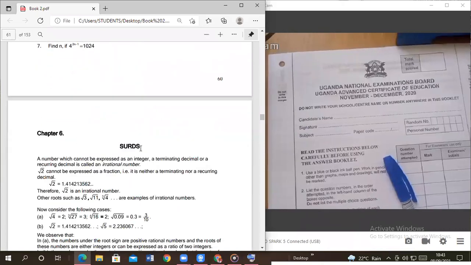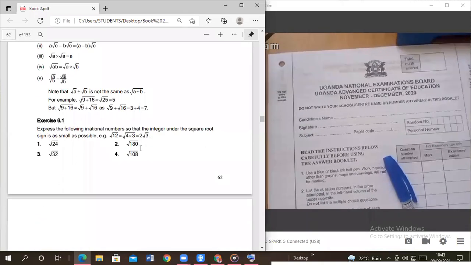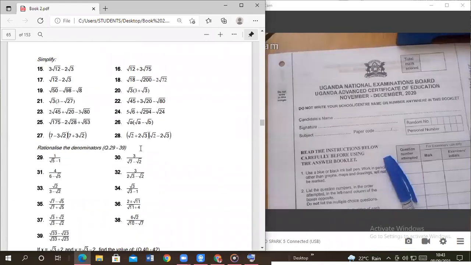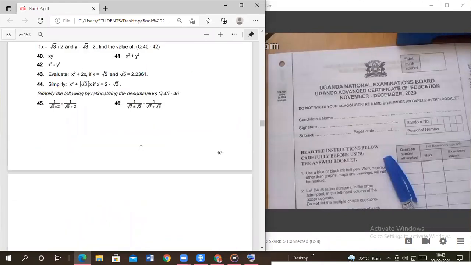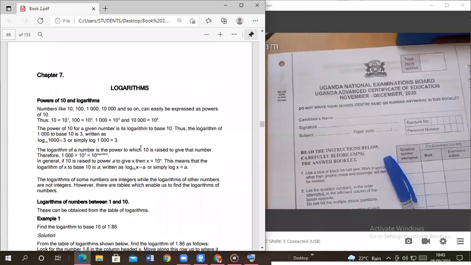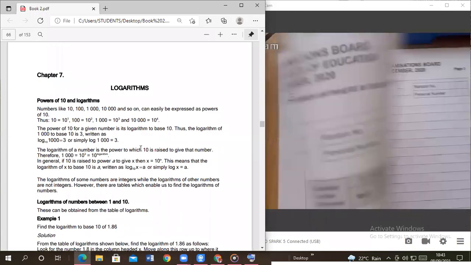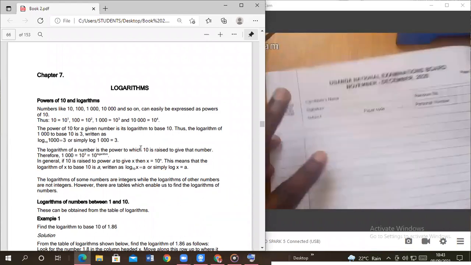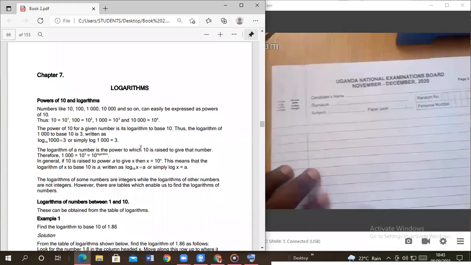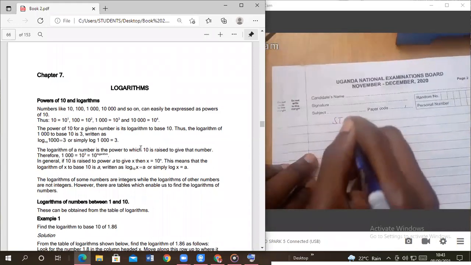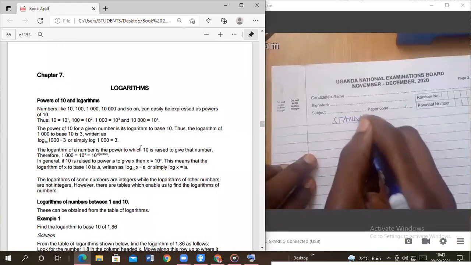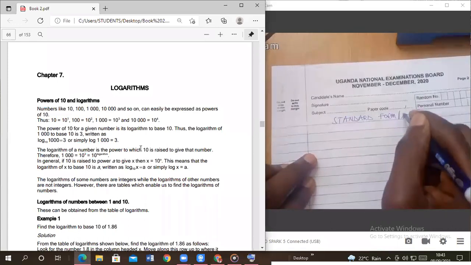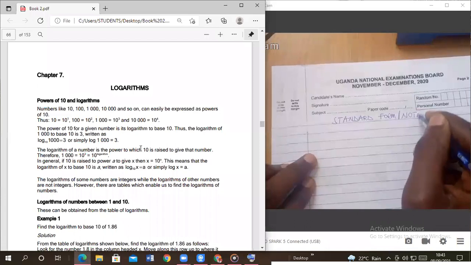So today we want to look at logarithm. But before we go to logarithm, I just want to have a brief memory on what we have already started. That was standard form. So can we start by writing standard form? Standard form, or some you call it standard notation.